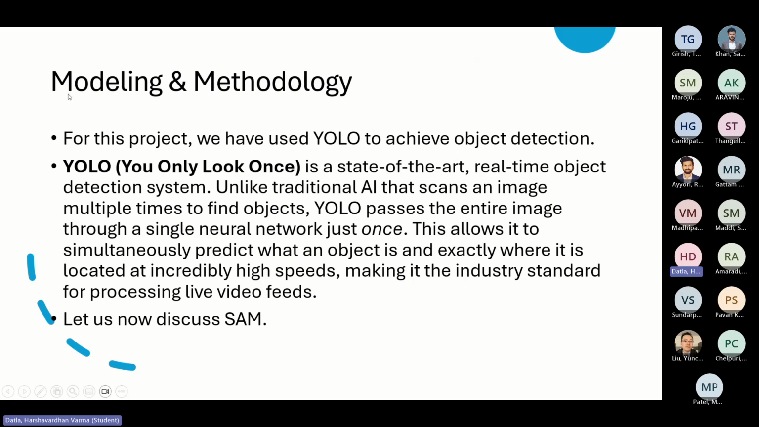So as mentioned before, we have used the YOLO model in order to achieve this. A little bit about YOLO: YOLO in its full form stands for You Only Look Once, which is a state-of-the-art real-time object detection system. Unlike traditional AI that scans an image multiple times in order to find objects, YOLO passes the entire image through a single neural network just once. This allows it to simultaneously predict what an object is and exactly where it is located at incredibly high speeds.